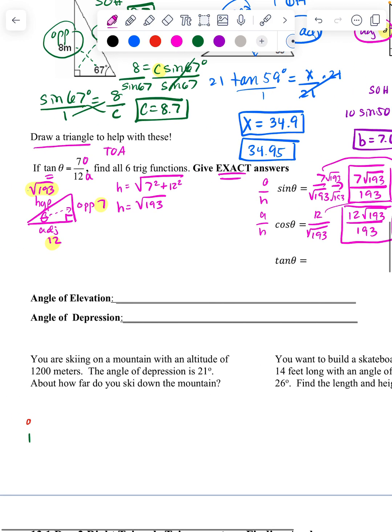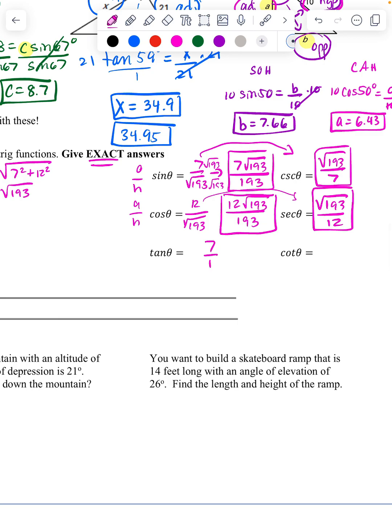My tangent they gave me in the problem, they said it's 7 over 12. Then I flip it over to be 12 over 7. So that one's actually super easy compared to the other ones.